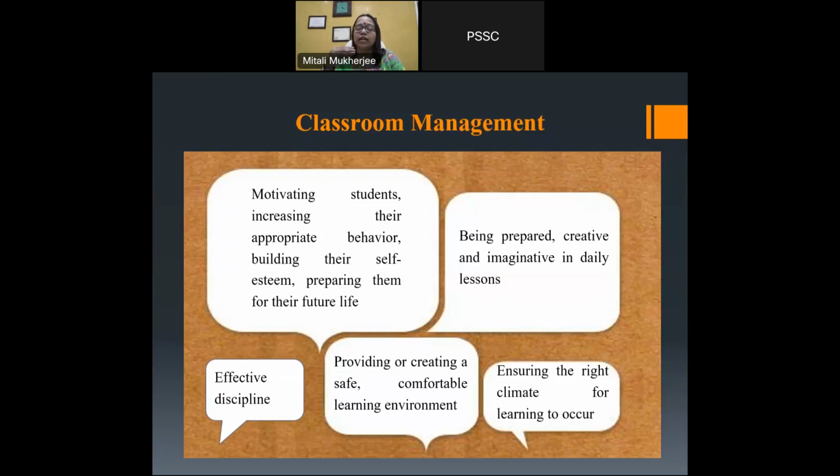If you're going to the class unprepared, it's a wastage of time. You've wasted 35 minutes into 40. If your period is of 35 minutes, or if your period is of 40 minutes, you're wasted. So going unprepared to the class is the biggest crime a teacher can do. So be prepared, creative, imaginative in your lesson planning, which we ignore the most.